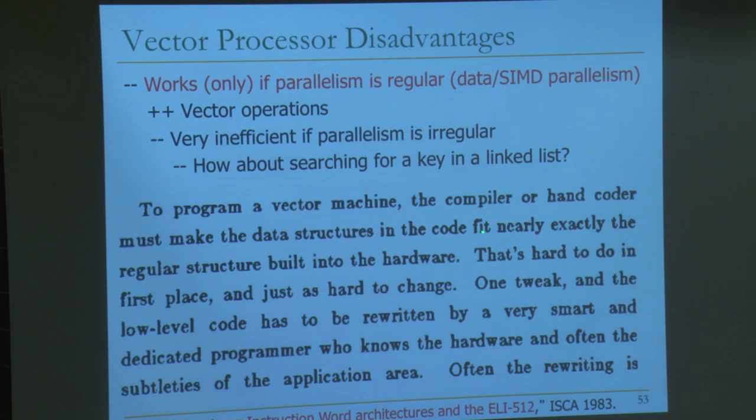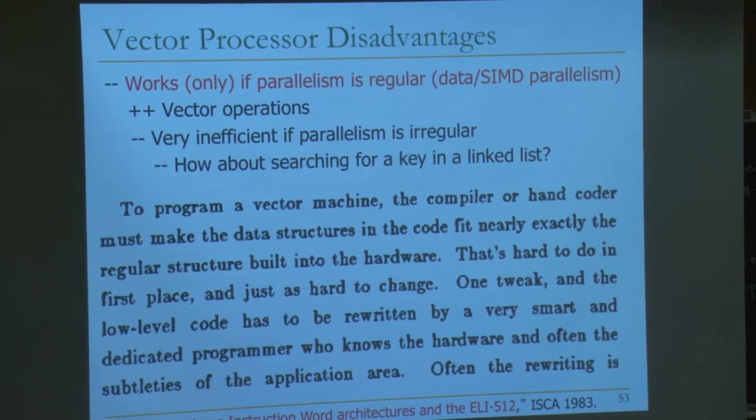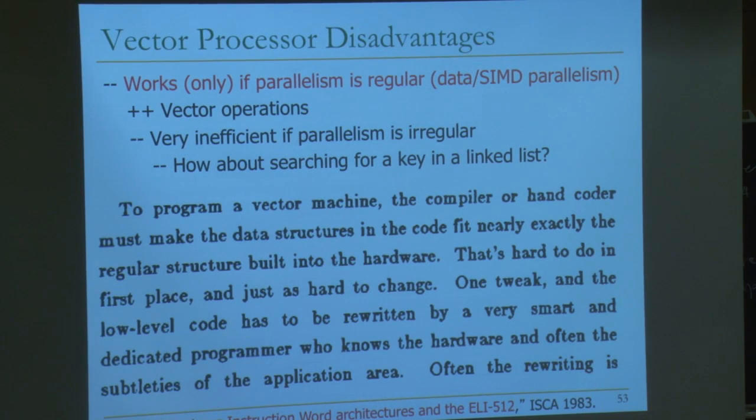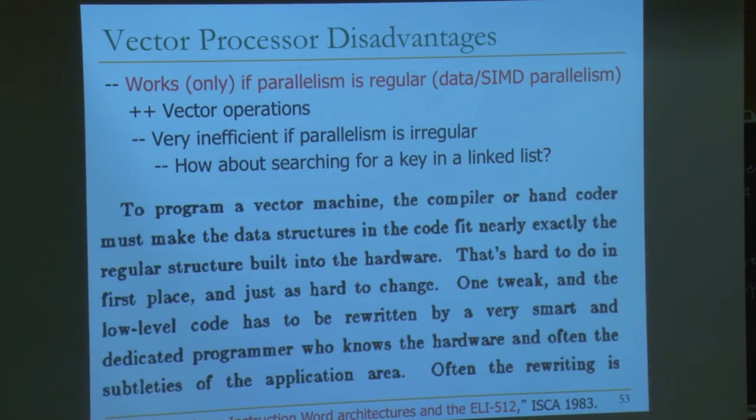To program a vector machine, the compiler or hand coder must make the data structures in the code fit nearly exactly the regular structure built into the hardware, which means single instruction, multiple data. And data is aligned nicely so that you have strides. And also there's another thing that we will see. If you want to fetch multiple loads in the same cycle, your memory should better deliver those loads in the same cycle, right? Which means that those data should reside in places that can be accessed independently in the same cycle. Which means that somebody needs to lay out that data such that they go to hardware structures that can be accessed independently in the same cycle.